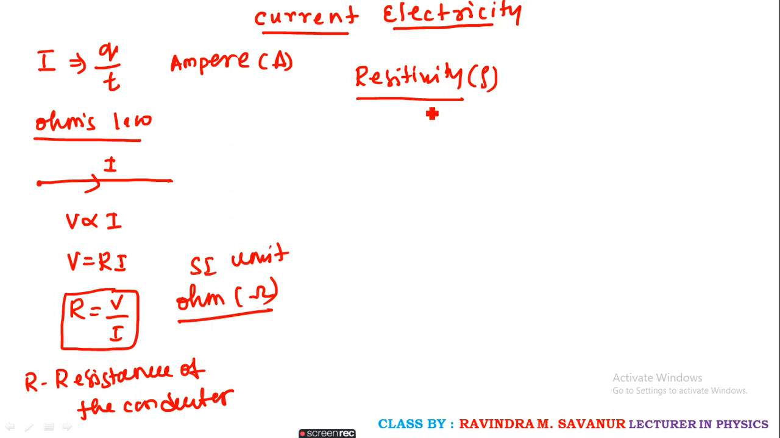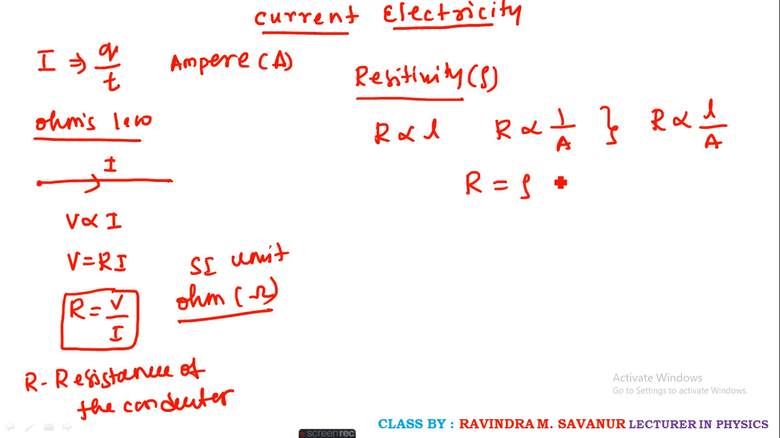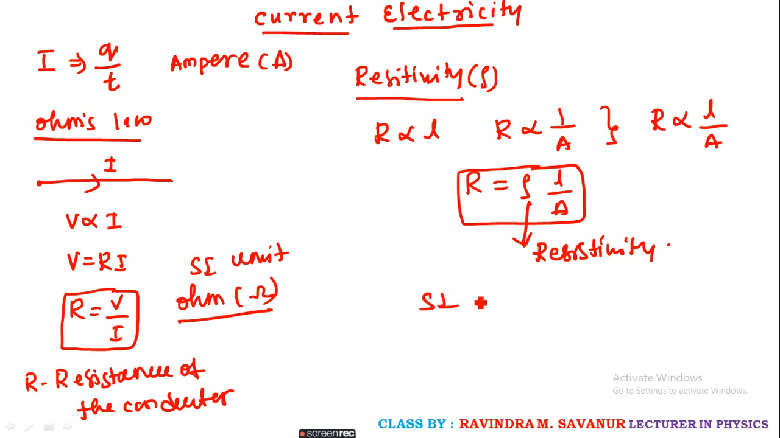Resistivity measures the property of the conductor, where resistance is directly proportional to length and inversely proportional to area. Combined, R is directly proportional to L and inversely proportional to A. This proportionality can be made an equality by taking a constant, rho: R equals rho L by A. This is called specific resistance, or resistivity, and its unit, as we discussed in the last class, is the ohm meter.